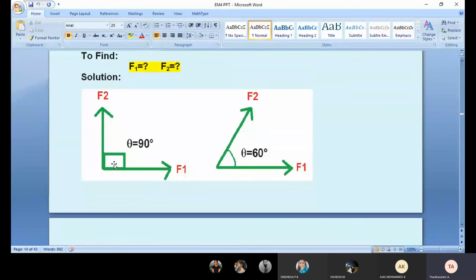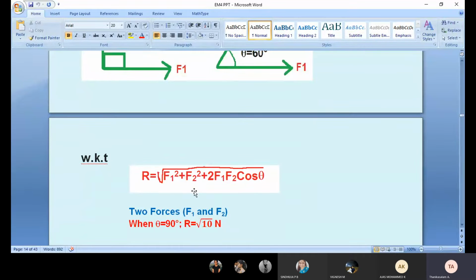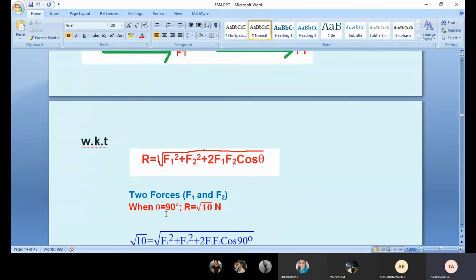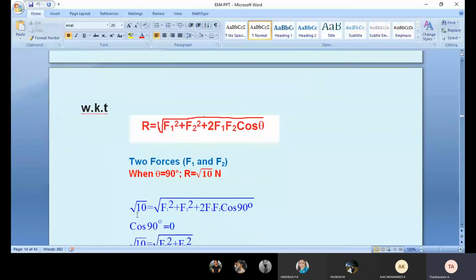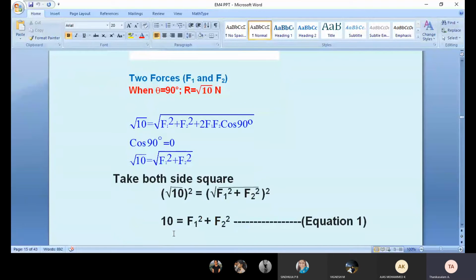Now we know the parallelogram law for two forces acting. R equals square root of F1 square plus F2 square plus 2F1F2 cos theta. First, case 1: theta is 90 degrees and the resultant is square root 10. Apply it here. What is cos 90? It is 0, so the term 2F1F2 becomes 0. The balance is only square root 10 equals square root of F1 square plus F2 square. Squaring both sides, the equation becomes 10 equals F1 square plus F2 square.